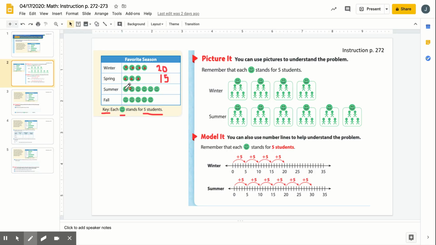We're going to skip count by 5s because each smiley stands for 5. 5, 10, 15, 20, 25, 30. So 30 students chose summer as their favorite season. And then for fall, once again, we can skip count by 5s. 5, 10, 15, 20, 25. And I know I mentioned in the last lesson that sometimes I do find it helpful to put the actual numbers next to the symbols. That way I don't have to continue counting every single time.